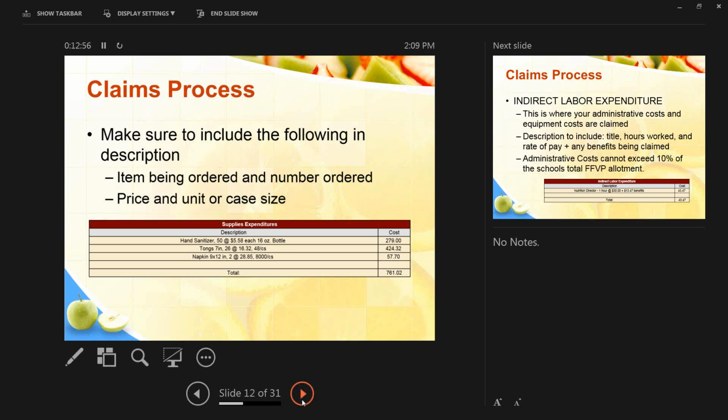Okay, so the next section is going to ask you about supplies. So in that section, you're going to want to include the item being ordered and the number ordered, and the case size or unit along with the price. So we've shown you an example here, hand sanitizer 50, the dollar amount each, and that it's a 16-ounce bottle.